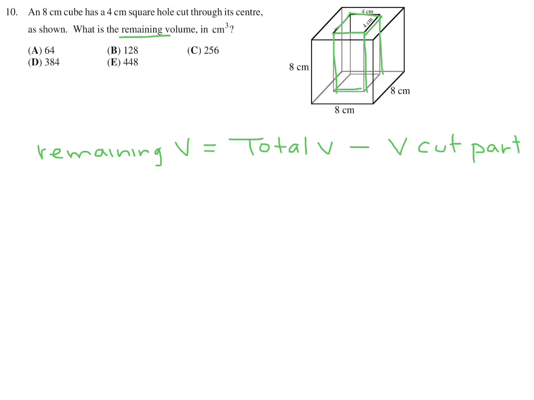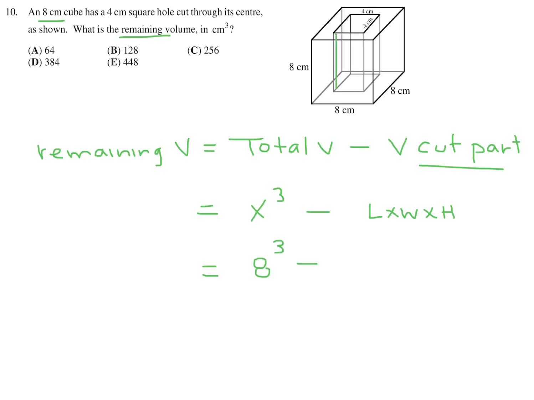All right, so let's figure this out. So the total volume, it's a cube, right? So the volume of the cube is x to the power of 3, where x is the side. And this part here is not a cube, the cut part. It's more of a rectangular prism. So we'll just put length times width times height for that. And let's start plugging in our numbers. X in this case is 8, so it'll be 8 cubed.